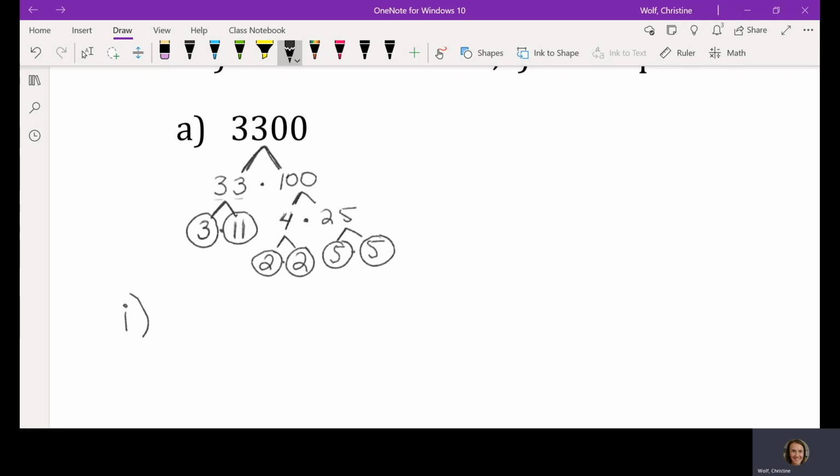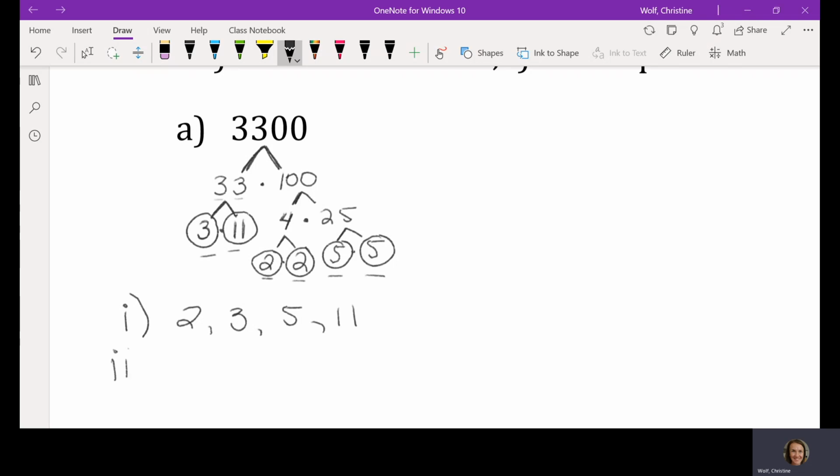So part 1 of the question was write down the prime factors. All of these numbers that are circled are factors of 3,300 and they're prime because we circled them. So all you're going to do is list them. So our prime factors are 2, 3, 5, and 11.